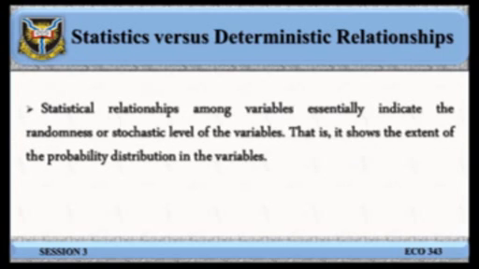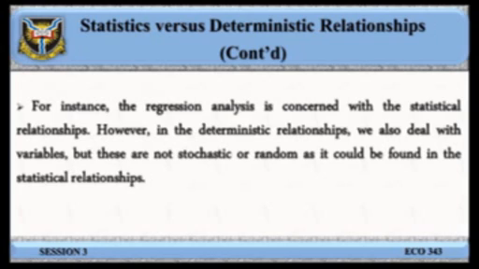Statistical versus deterministic relationships. Statistical relationships among variables essentially indicate the randomness or stochastic level of the variables. That is, it shows the extent of the probability distribution in the variables. For instance, regression analysis is concerned with statistical relationships. However, in deterministic relationships, we also deal with variables, but these are not stochastic or random as could be found in statistical relationships.